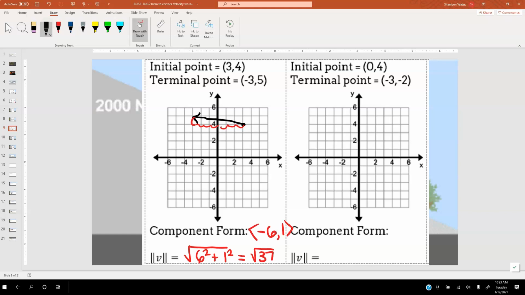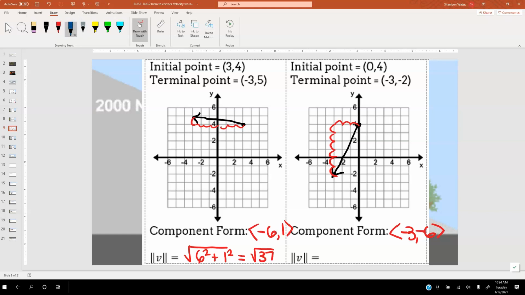So over here, we're going to draw our vector, which starts at 0, 4, and it ends at -3, -2. So there's my thing. Going from starting point to ending point, I go left 1, 2, 3. So component form so far is -3, comma, and I go down 1, 2, 3, 4, 5, 6, -6. There's my component form.